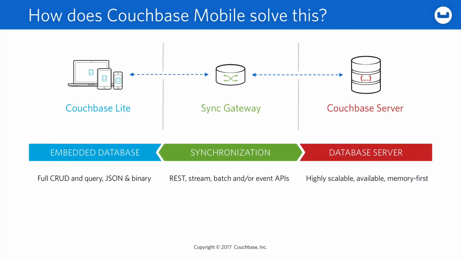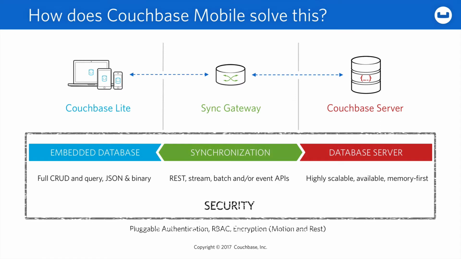Between these is the Sync Gateway, which synchronizes data between Couchbase Lite and Couchbase Server as network capability is available on the mobile end. It supports your development team with REST, streaming, batch, and/or event-based APIs. All of this is secured with pluggable authentication, roles-based access control, and encryption both in motion and at rest. Let's go a bit further.